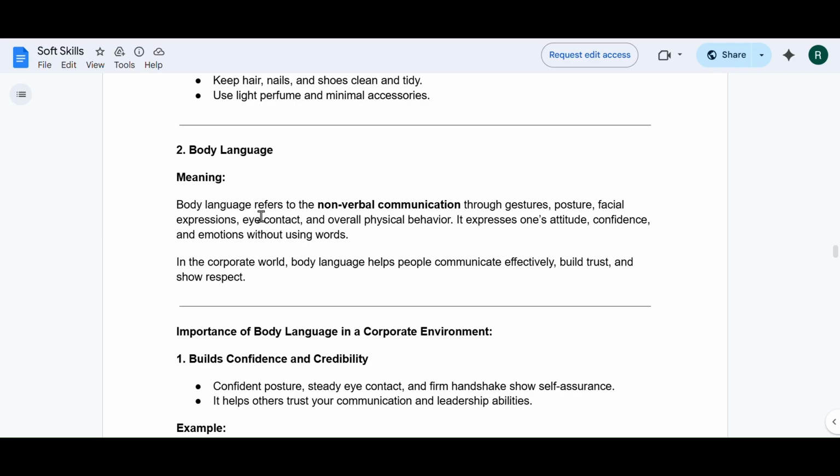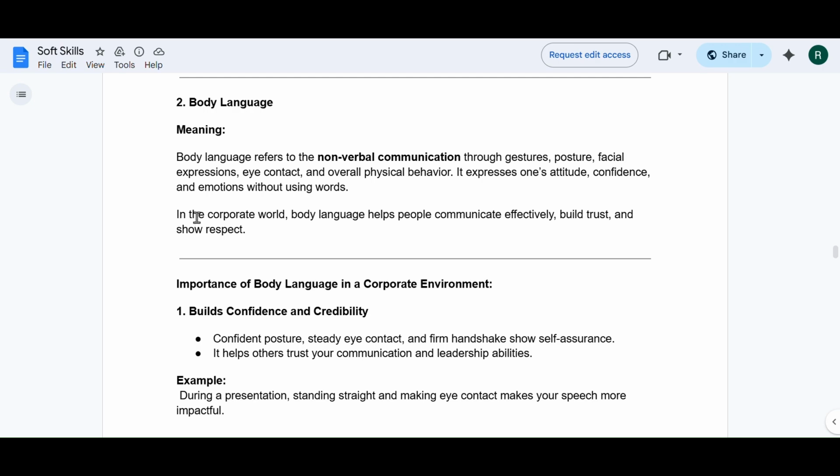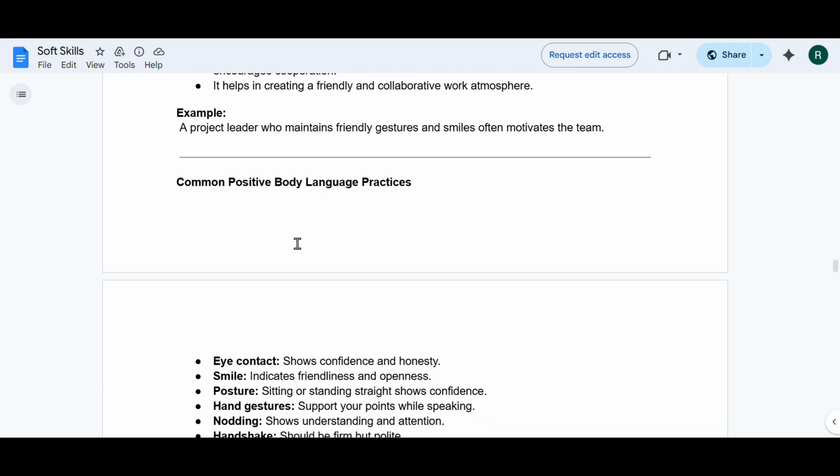What this body language expresses: it expresses one's attitude, confidence and emotions without using any word. Means by eye contact or by facial expressions or by gestures, like this. So it expresses one's attitude, confidence and emotions without using words. Yeah, we discussed this. In this corporate world, body language helps people to communicate effectively, build trust, and show respect. So, hope you got this point.